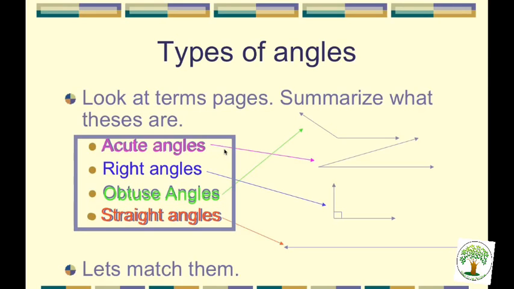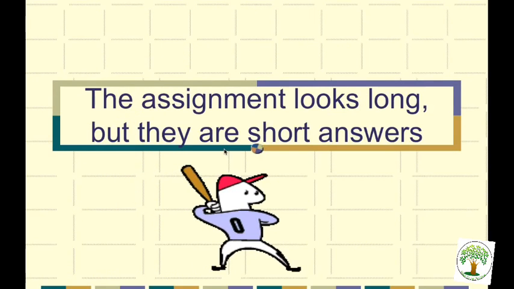All right. On your homework, you will see an angle, and you will write the word straight or obtuse or acute or right next to it. Your assignment looks long. It says it's about 35 questions, but you're doing things like writing the word right, acute, obtuse. It'll go quick.